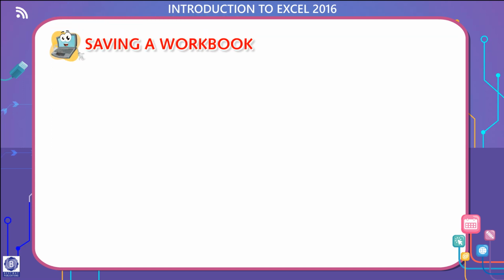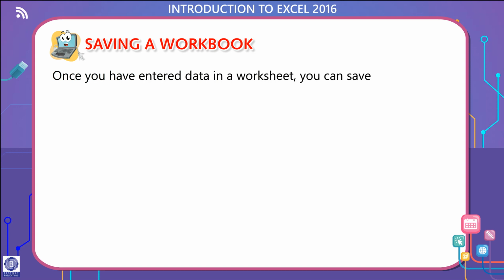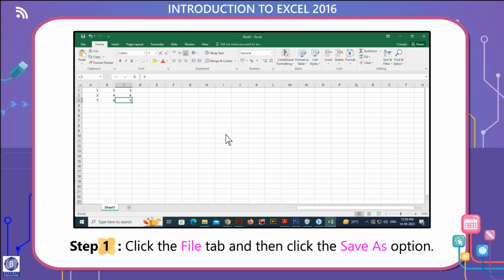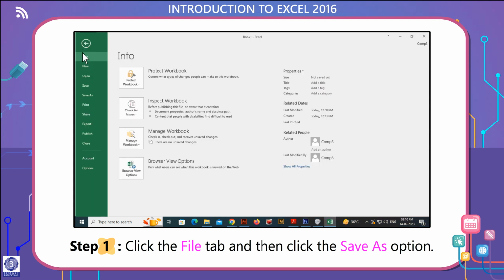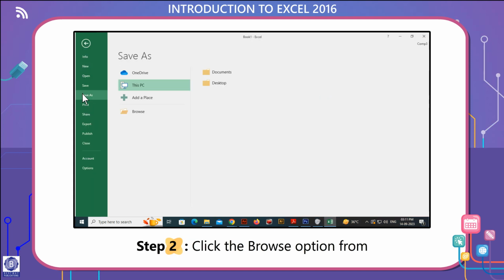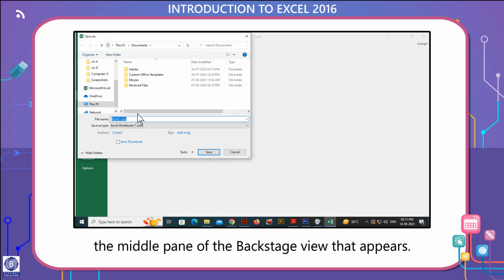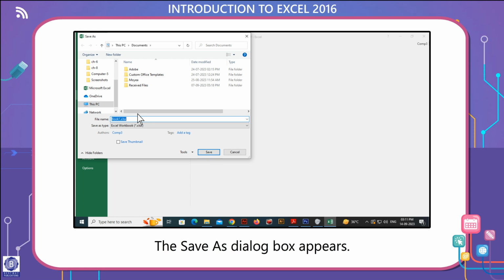Saving a workbook. Once you have entered data in a worksheet, you can save the workbook so that you can view it in future. To save a workbook, follow these steps. Step 1. Click the File tab and then click the Save As option. Step 2. Click the Browse option from the middle pane of the Backstage view that appears. The Save As dialog box appears.